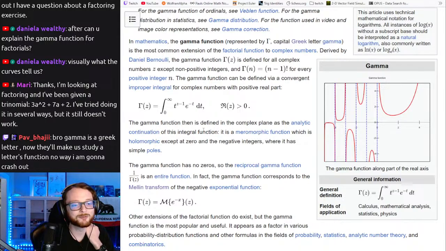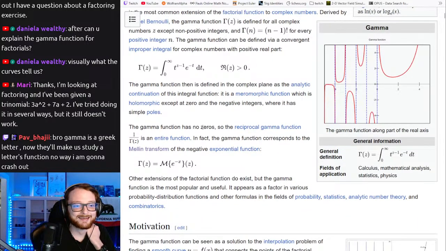It is a Greek letter. Math is just littered with Greek letters, for better or for worse.